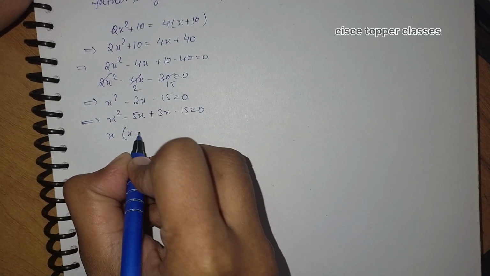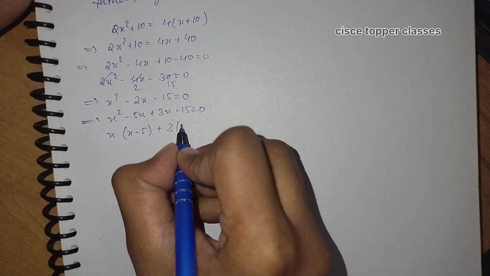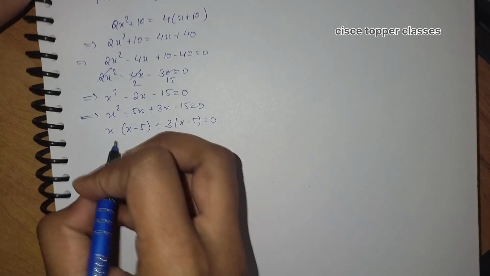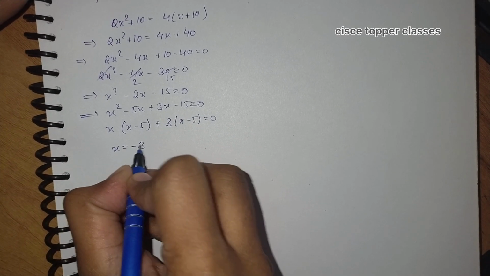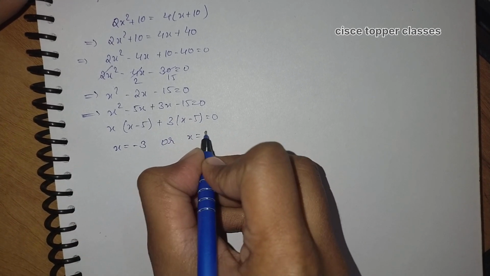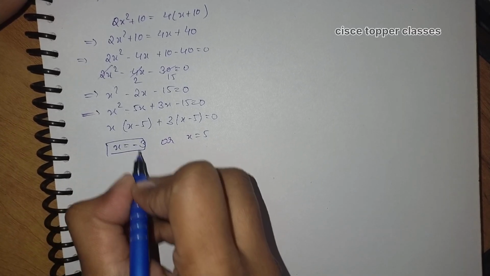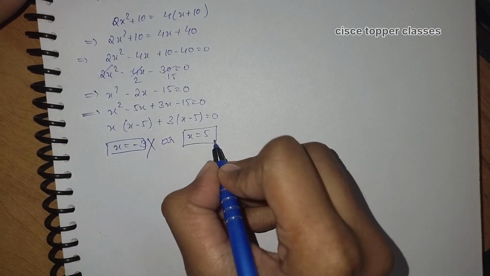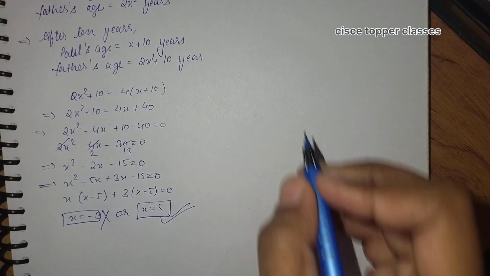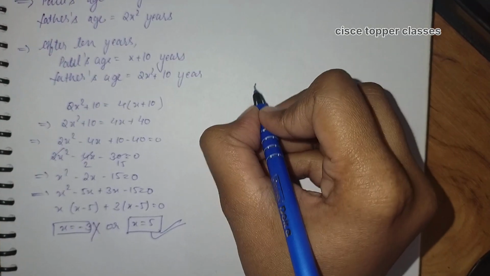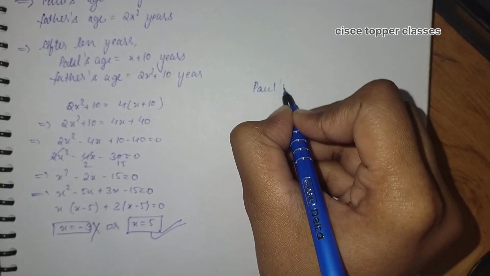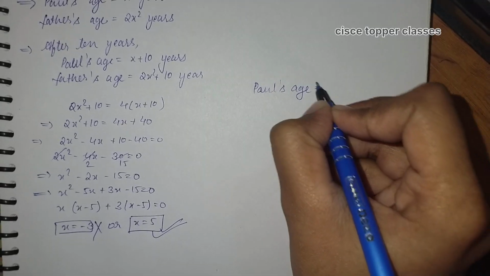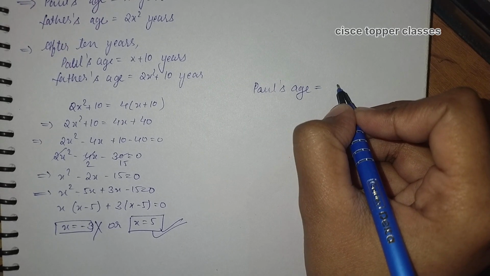Taking x as common it will become x minus 5 plus 3 as common again x minus 5 equal to 0. So from that we can write x is equal to minus 3 or x is equal to 5. Because a negative value in age we can't take, hence x is equal to 5 is the value we are going to take to find the present ages.